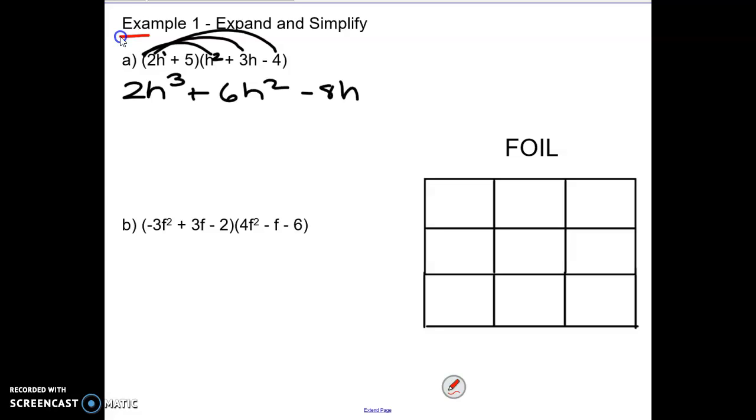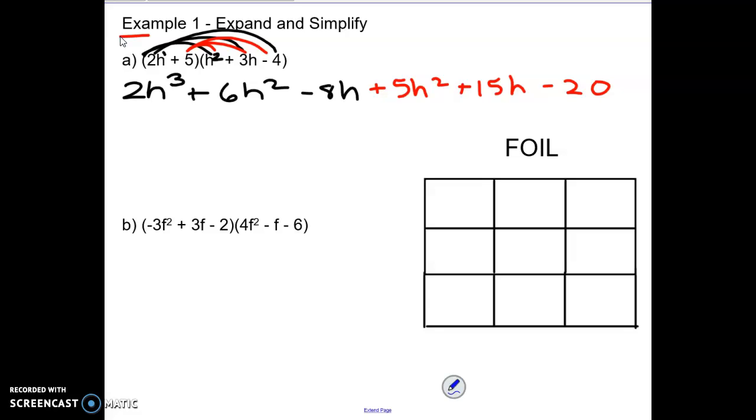Now that would be all the multiplying from the 2h. We're also going to multiply from that 5. So now the 5 is going to multiply by the h squared to get 5h squared. The 5 is also going to multiply by the 3h to get 15h. And the 5 is going to multiply by the negative 4 to get negative 20. So to finish this, we just have to put our like terms together.